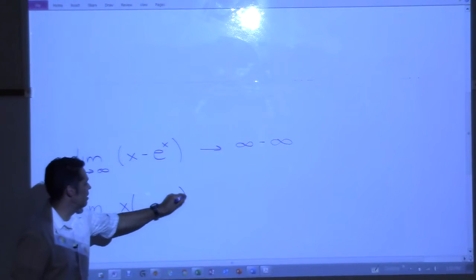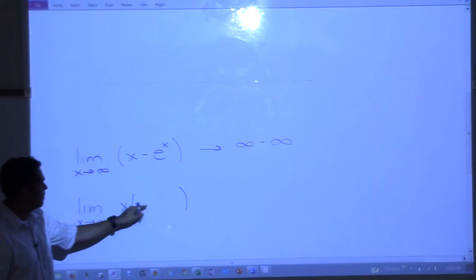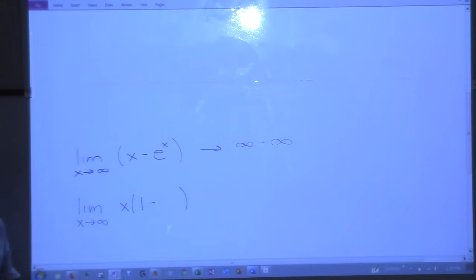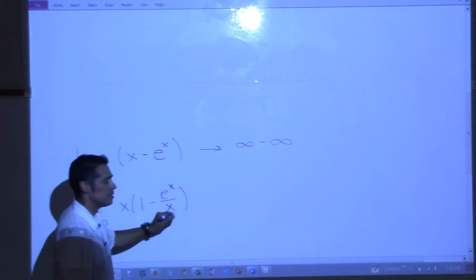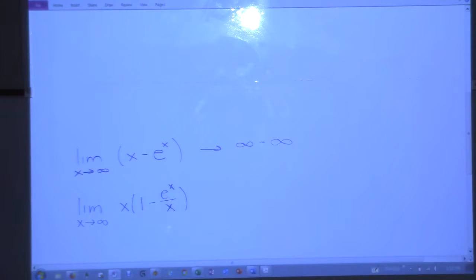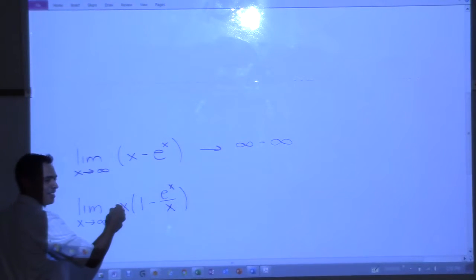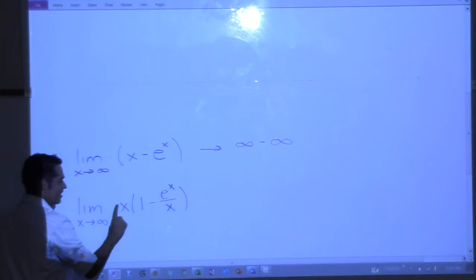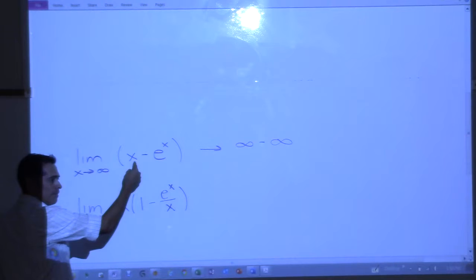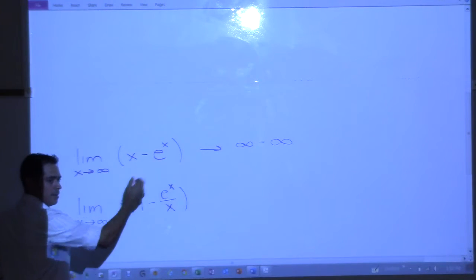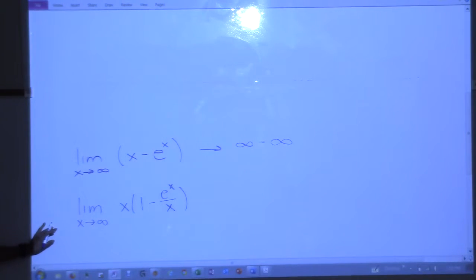X comes out. What are you left with right here? Minus what's there? E to the x over x. Why is that true? It's not cheating. This is smart. If you distribute that, you get back this, right? We haven't done the derivative yet. All I'm doing is rewriting the problem right now. Do y'all buy that?